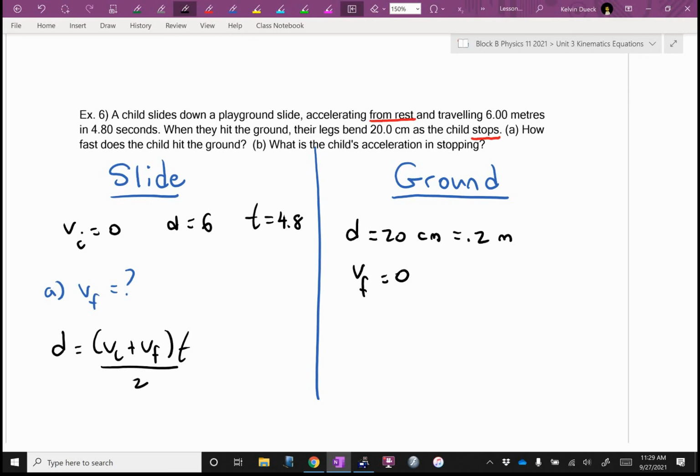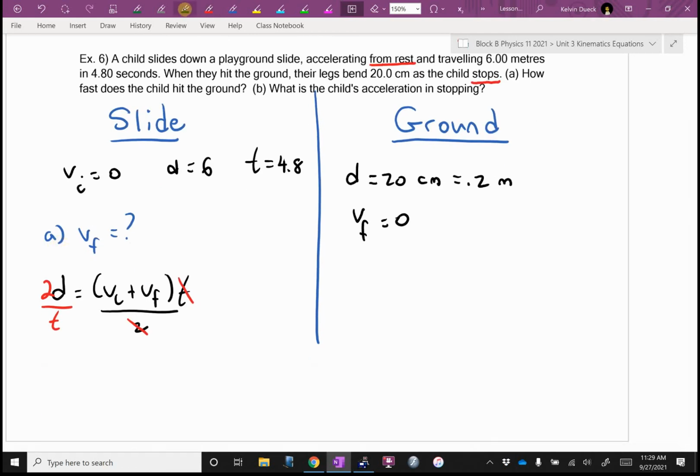Yes. Ready? Everybody look up. Lazy but organized. How will I move the T over? How will I move the 2 over? And I get this. 2 times D over T equals VI plus VF. What am I trying to find? I want to get the VF by itself. How will I move the VI over? Except what was VI as a number exactly? So you know what? On this line, I'm going to go 0 plus VF, because 0 plus doesn't change anything. Okay.